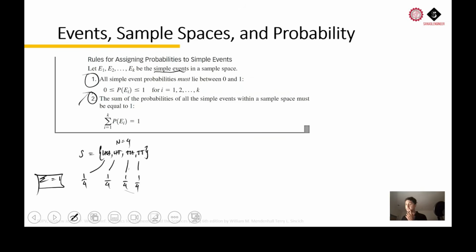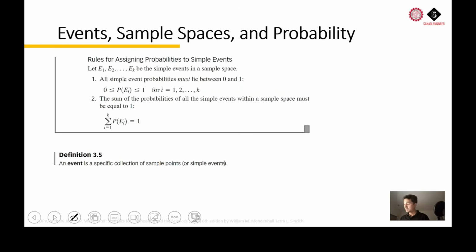All right, let's continue. An event is a specific collection of sample points or simple events. I just discussed this from the previous slides. And sample points are simple events that are in the sample space. Okay, so the H or the T for tossing one coin, that point is also called a sample point. And the H is the simple event.